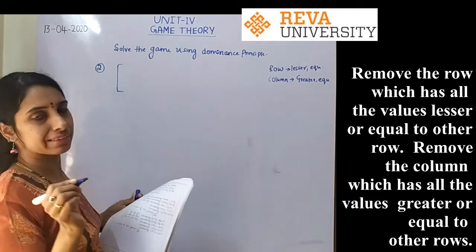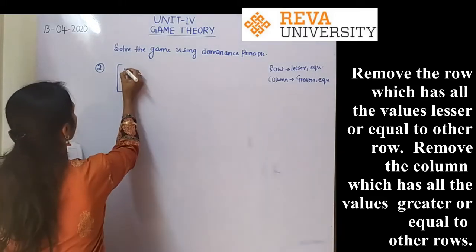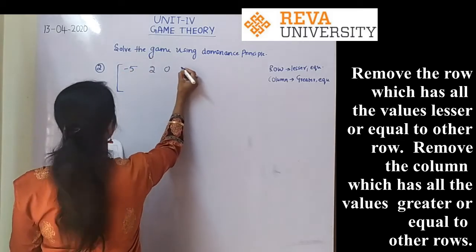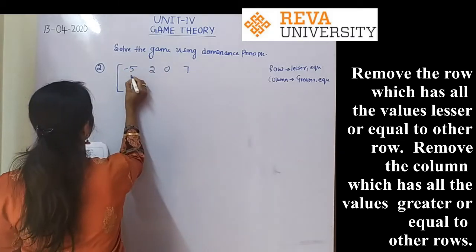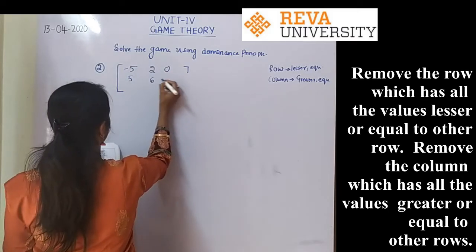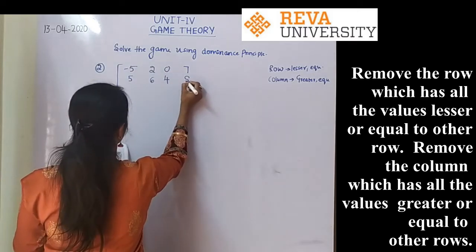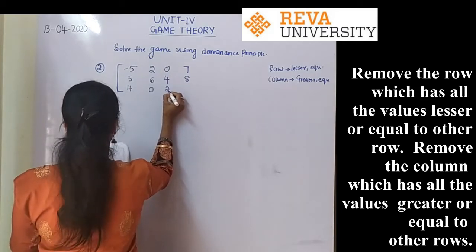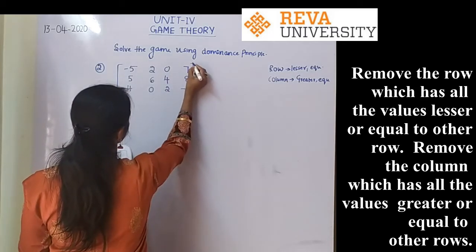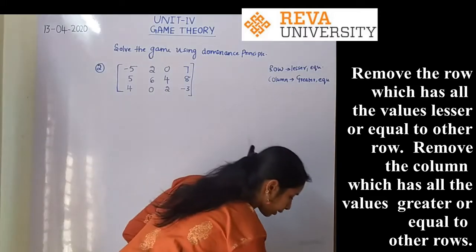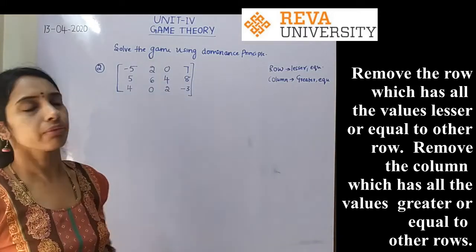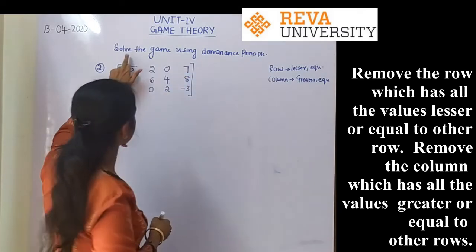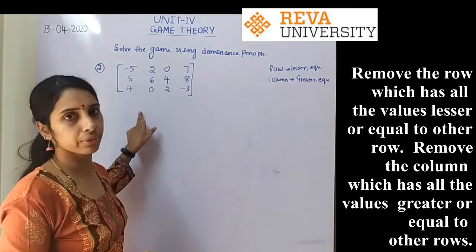The payoff matrix is given and the values are -5, 2, 0, 7, 5, 6, 4, 8, 4, 0, 2, -3. Now you have to use the dominance principle to solve this game and find out the value of the game.